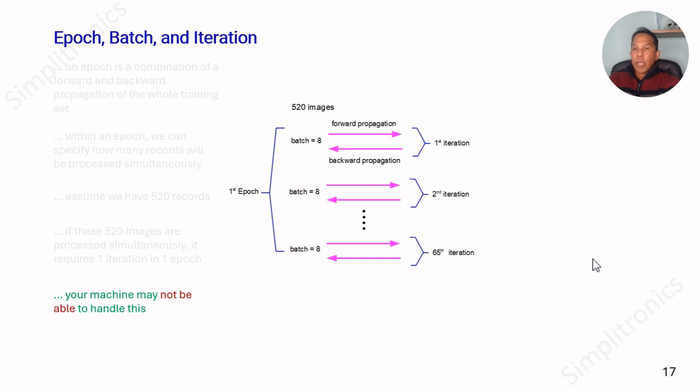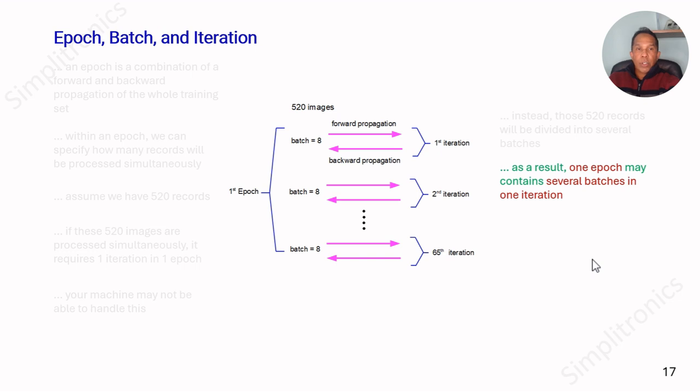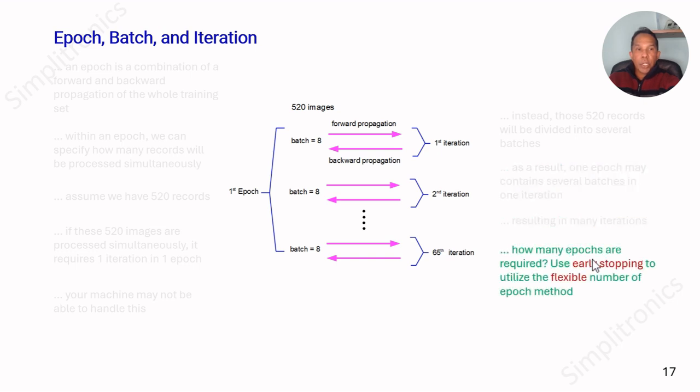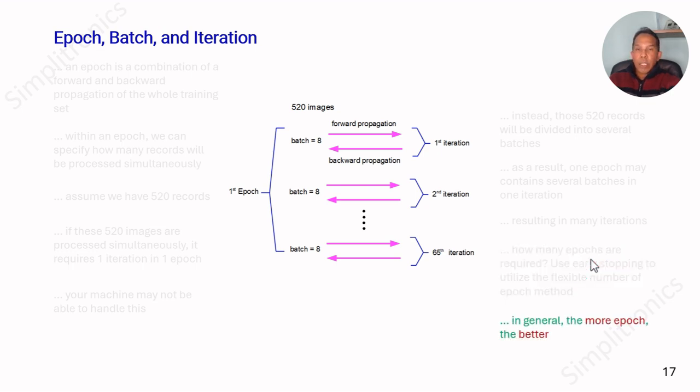However, your machine may not be able to handle this. So, instead, those 520 records will be divided into several batches. As a result, one epoch may contain several batches, resulting in many iterations, and it will take longer. But how many epochs are required? Use early stopping to utilize the flexible number of epochs method. In general, the more epochs, the better.